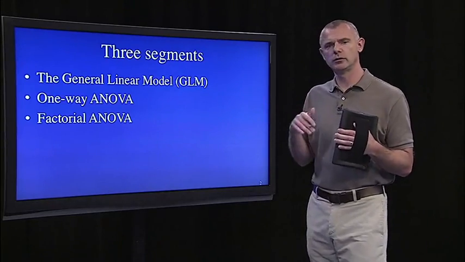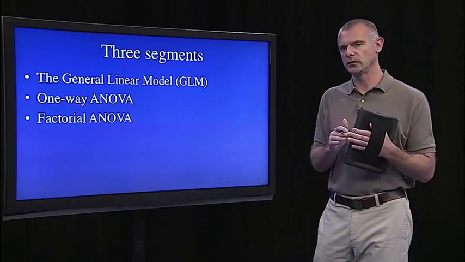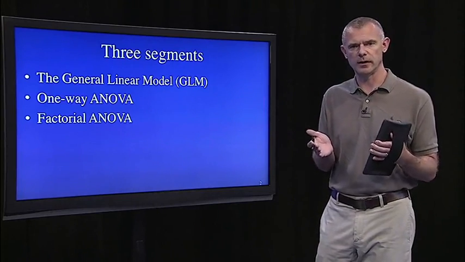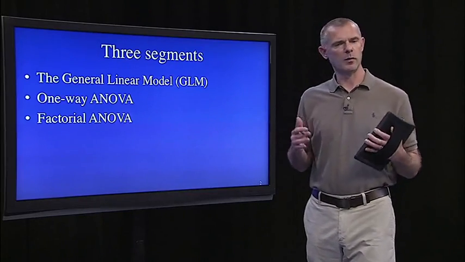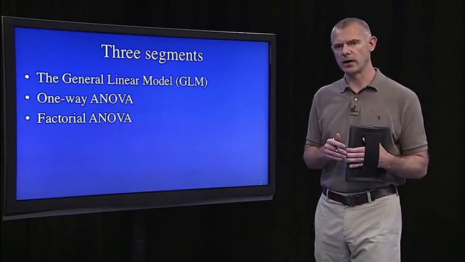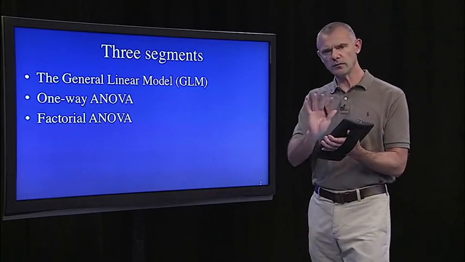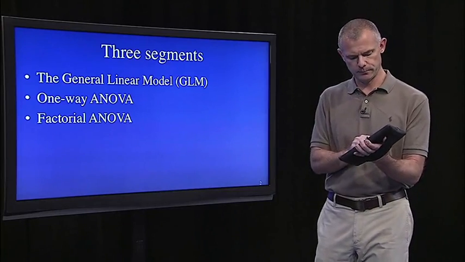In the second segment, we'll do an introduction to ANOVA. A one-way between groups analysis of variance is a good place to start. And then in the third segment, we'll do a little bit more challenging design, a factorial ANOVA. But first, let's talk about the GLM.